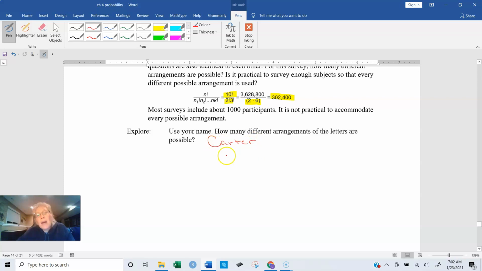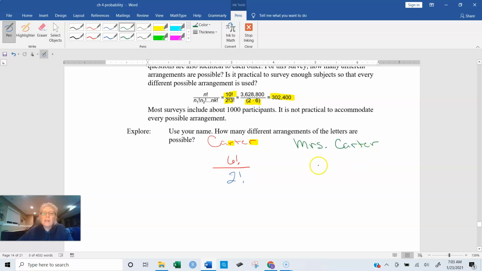So when I look at that, there are 6 letters in Carter, 6 factorial. All right, I only have the R that repeats, right? So that would be over, I would have to take out those. So that would be 2 factorial. Now let's say I'm going to do this a little differently. I am going to include Mrs. Carter.